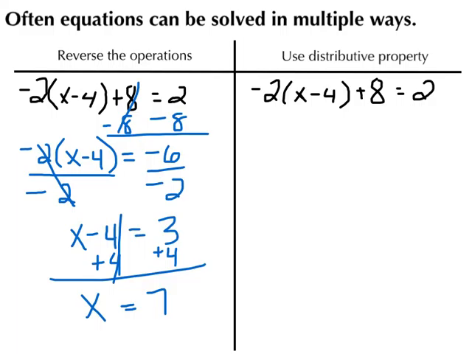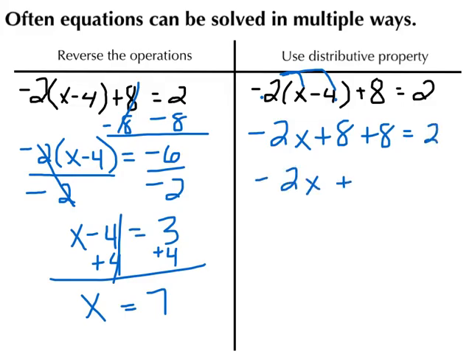Now that's using the reverse operations. Now we're going to use the distributive property. I'm going to take this negative 2 and multiply it in first. I'm going to say negative 2x plus 8. Why did I get plus 8? Negative 2 times negative 4 gives me plus 8. Plus 8 equals 2. So I'm going to have negative 2x plus 16 equals 2.